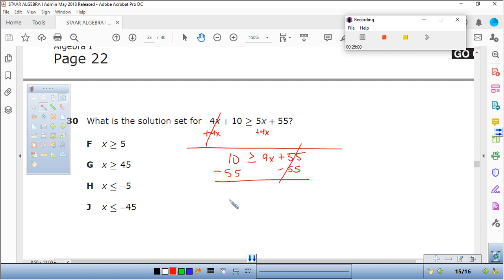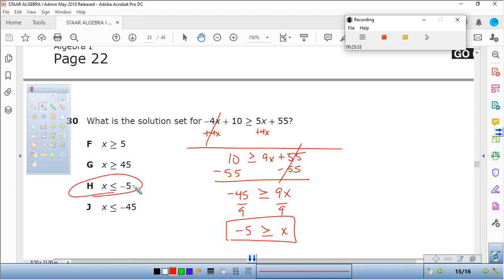That cancels out. This gives me a negative 45. Okay, it's greater than or equal to 9x. Yes, it does. Okay, now what do I do? Divide by 9, divide by 9, and it gives me a negative 5. Boom. Whoa, whoa, whoa. I don't see that. Now, what I do see is that it's e to the negative 5. Boom. There's my answer.